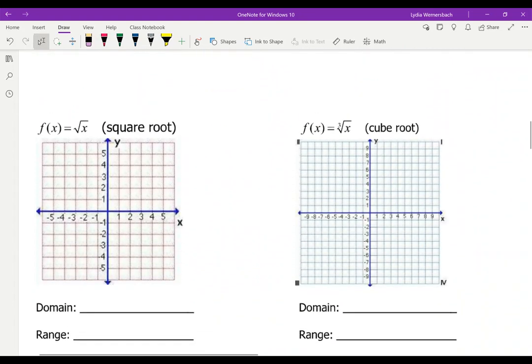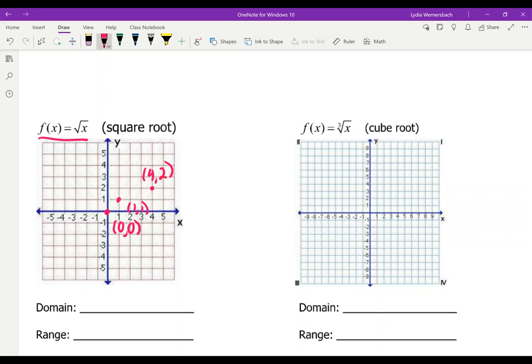Okay, moving on. The next one we have is the square root function. And similar, we have the point 0, 0, right? Because the square root of 0 is 0. The square root of 1 is 1, so we have that point as well. Now this one we have to think, okay, well, what's our next perfect square? Well, 4 is a perfect square, and the square root of 4 is 2. So that would be this point.